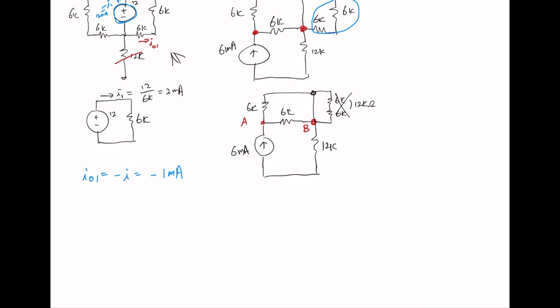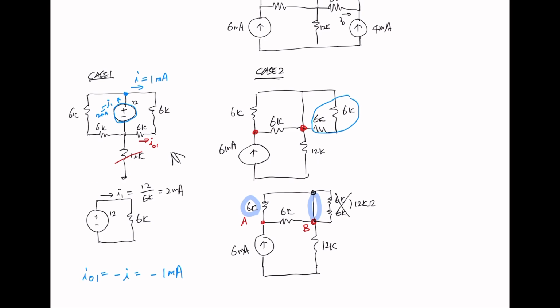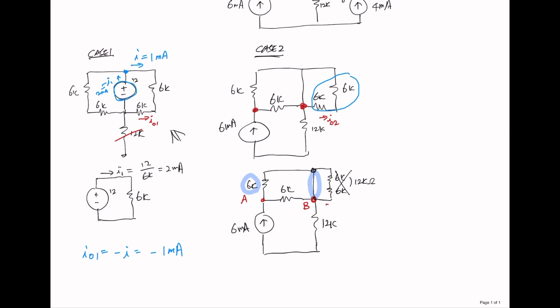So we can just simply ignore that. However, this line is not parallel with this 6K, right? Because they are not sharing 2 nodes, top and bottom nodes. So 6K will still be there. Now we have I sub 02 going to this 6K. And now we know I sub 02 equals 0.